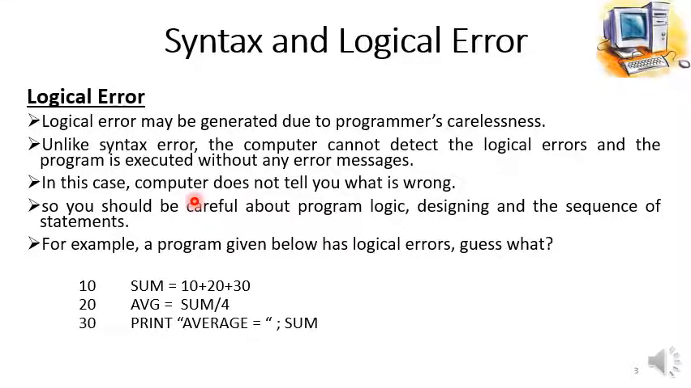In the third statement they are displaying average, but instead of having the variable average here, they are writing sum, which is logically wrong. It will display the sum in front of the average. So it is a logical error, and this is just because of the programmer's carelessness, that he is displaying the value of sum in front of the average.